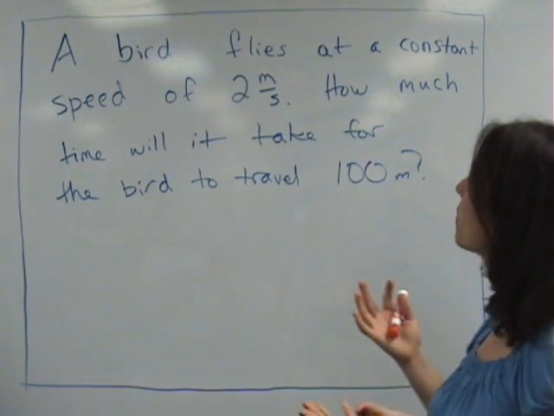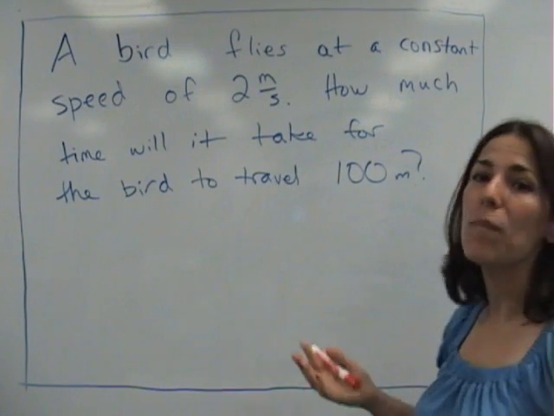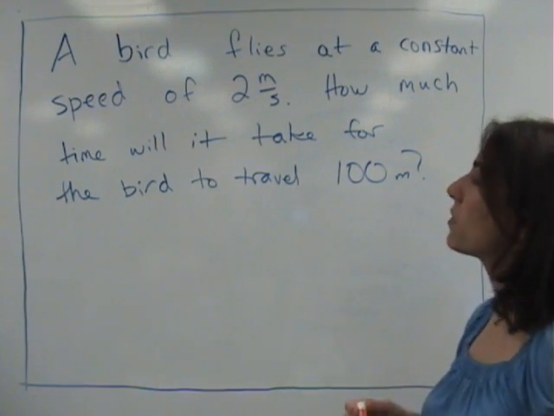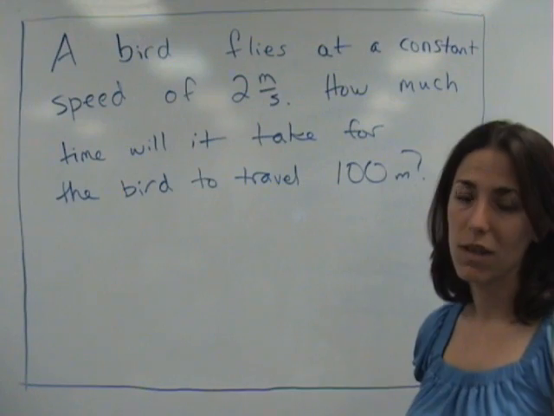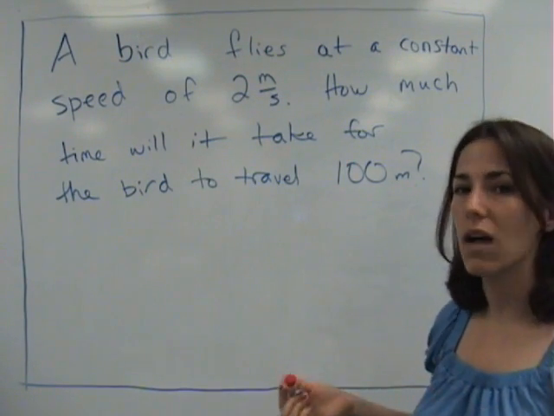This problem says a bird flies at a constant speed of 2 meters per second. How much time will it take for the bird to travel 100 meters? In this problem, we're given speed and we're given distance, and we're asked to solve for time.